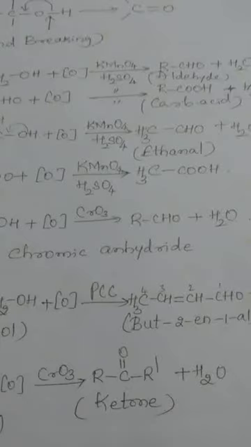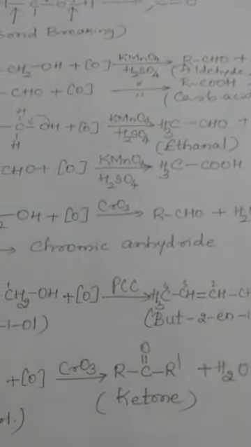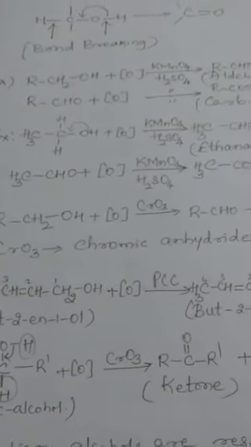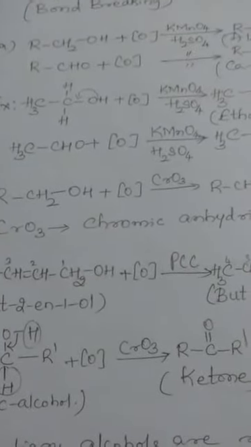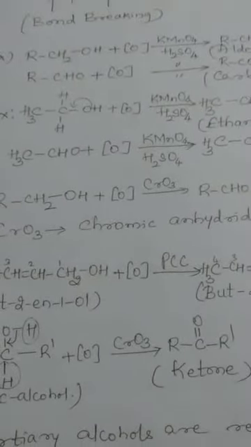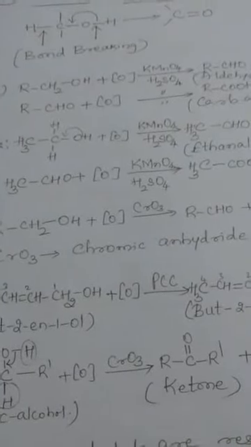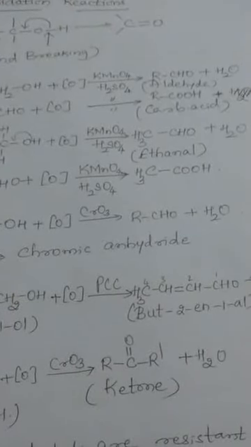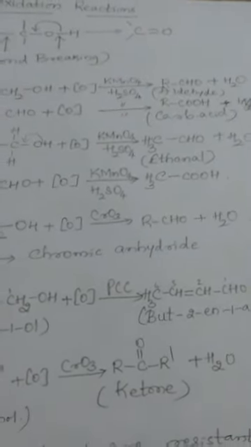Suppose we want to stop the oxidation at the aldehyde, or we want to isolate the aldehyde and we don't want the end product as a carboxylic acid, then the same oxidation of a primary alcohol RCH2OH is carried out in the presence of chromic anhydride. CrO3 is the chemical composition of chromic anhydride. This will yield an aldehyde and a byproduct water molecule. Further oxidation of the aldehyde does not take place.